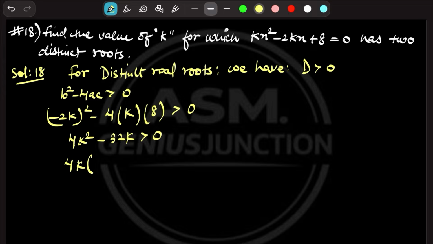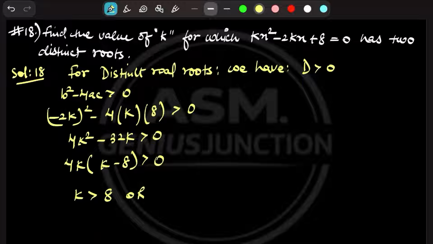Take out 4k common, we get k minus 8 greater than 0, right? And now since two factors have their product greater than 0, it means k can have its value greater than 8, or it has its value as less than 0.